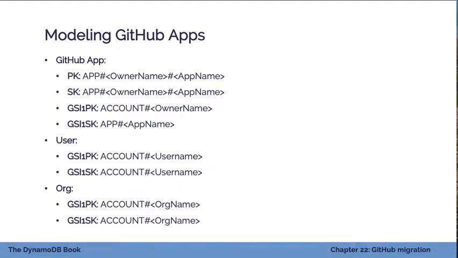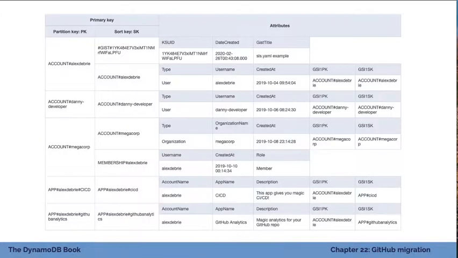So let's build out this GitHub app like this. First, the PK for that GitHub app is going to be app hash owner name hash app name, and the sort key is going to be the same, app hash owner name hash app name. Then in our GSI1 PK, we're going to have account hash and the owner name, whether that's the user or the organization, and then that GSI1 SK will be app hash app name. At the same time, to these user and org items, we're going to add GSI1 PK and GSI1 SK values, which are going to be account hash account name, which will be username for the user and organization name for the organization. Let's go look at our table with these changes in here.